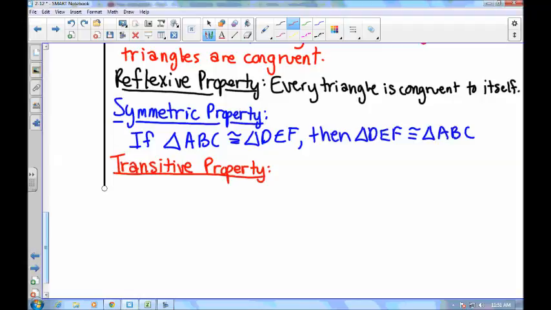Okay, so the transitive property is if the first equals the second and the second equals the third, then we know the first equals the third. Through like deductive reasoning, right? So transitive property.